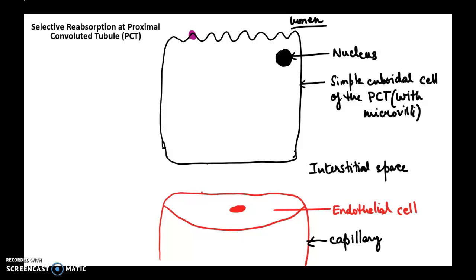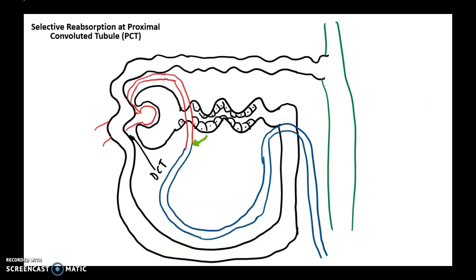All right, class. So now what we will do is we will zoom into this part. Okay, we will zoom in, blow it up, and we will see how certain molecules are transported across the simple cuboidal cell of the proximal convoluted tubule into the interstitial space and then ultimately into the capillary. So we will look at this route in detail.